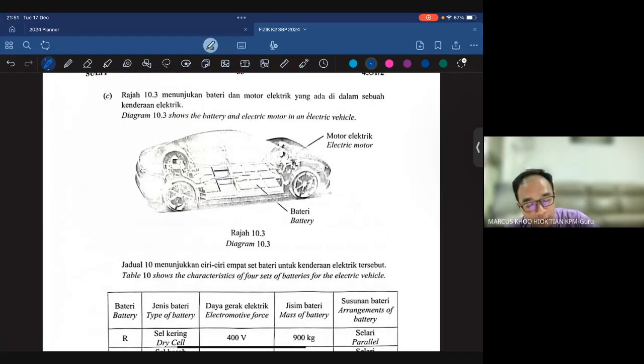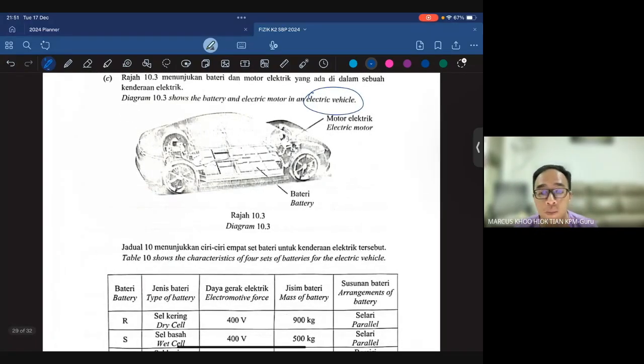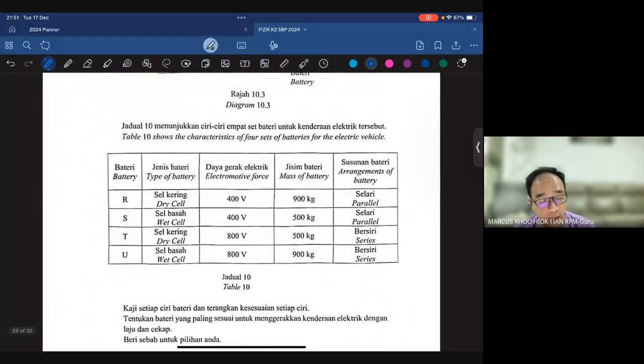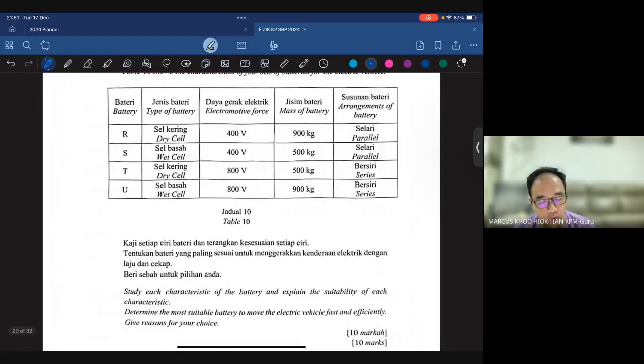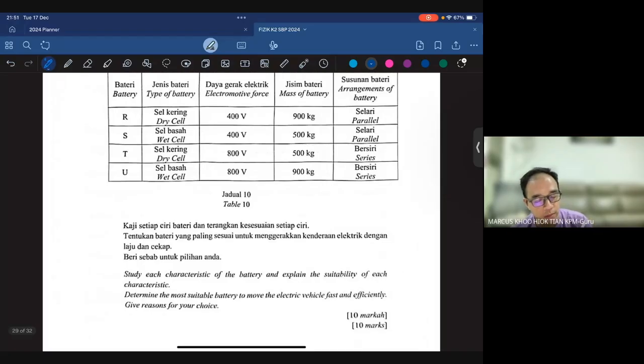Electric vehicle. This is kind of a hot topic nowadays. So we want to have 4 kinds of batteries, battery R, S, T, U. Which is the most suitable battery to move the electric vehicle fast and efficiently?